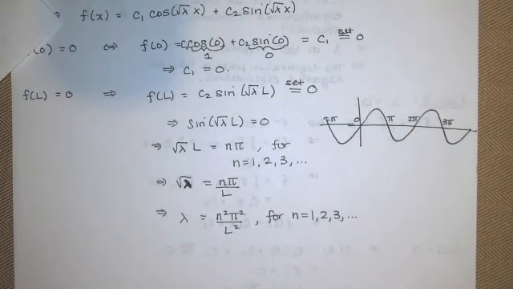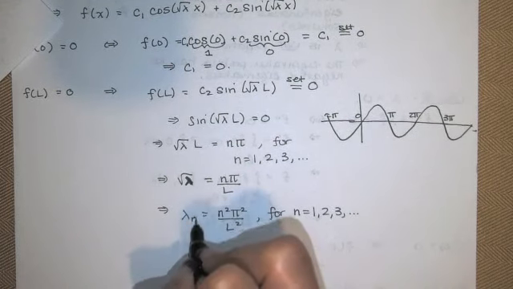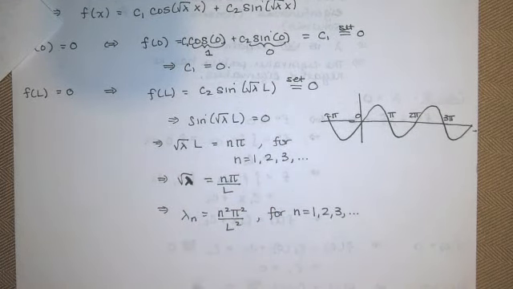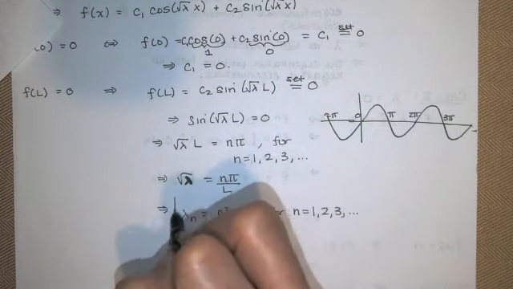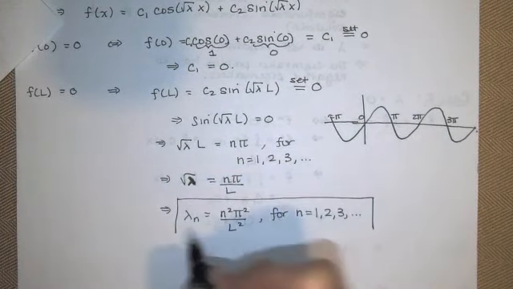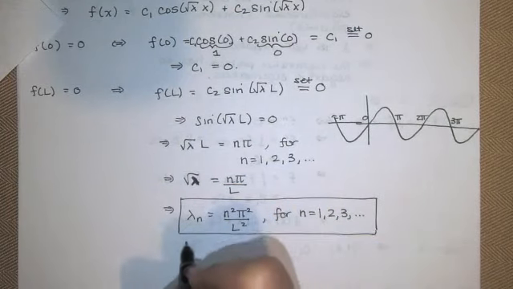And those are our eigenvalues. So since we've got a formula involving n, we could call that lambda sub n. So we'll have lambda sub 1 is pi squared over L squared, and lambda sub 2 is 4 times pi squared over L squared, and lambda sub 3 is 9 times pi squared over L squared. Those are the eigenvalues of our regular Sturm-Liouville problem.